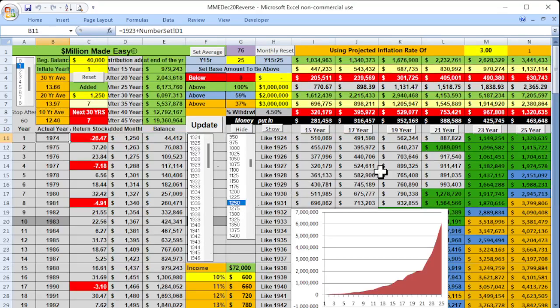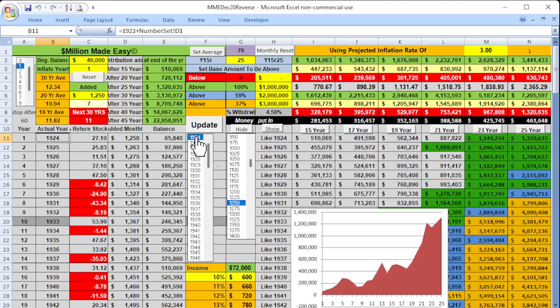In this case, let's just look at the 25-year column. Saving $1,250 a month after 25 years. These are the returns since 1924, what you would have after 25 years. Let me just show you here real quick. 1924 numbers. After 25 years, you can see it right down through here. 1,320,000 going down through here.